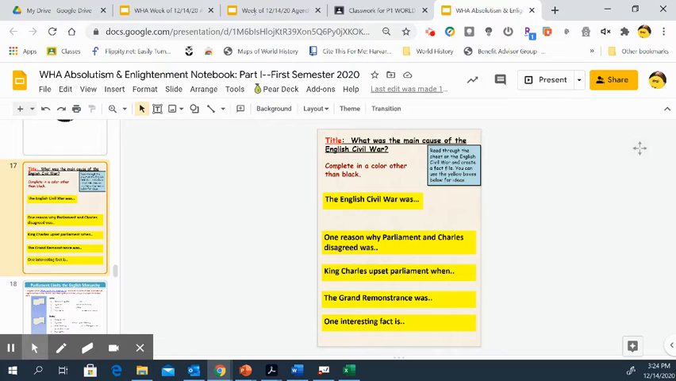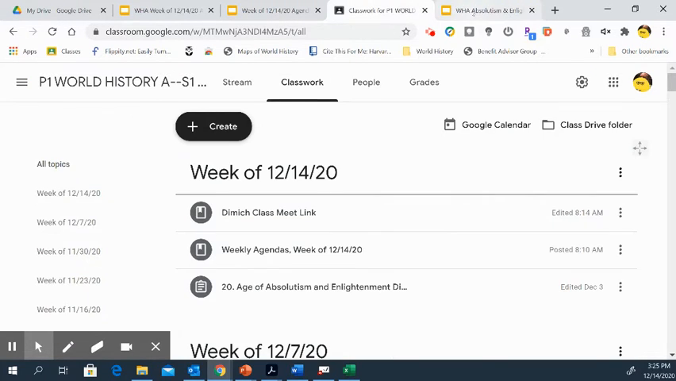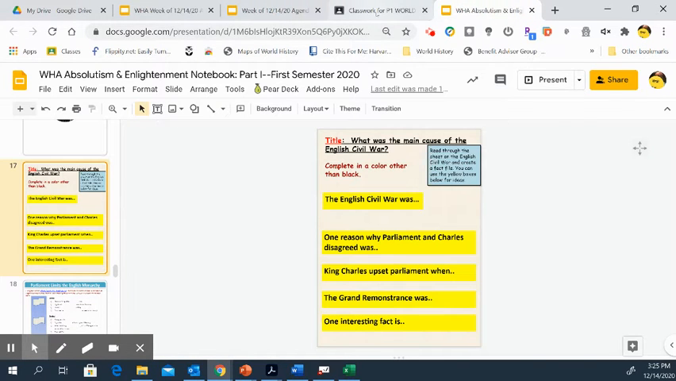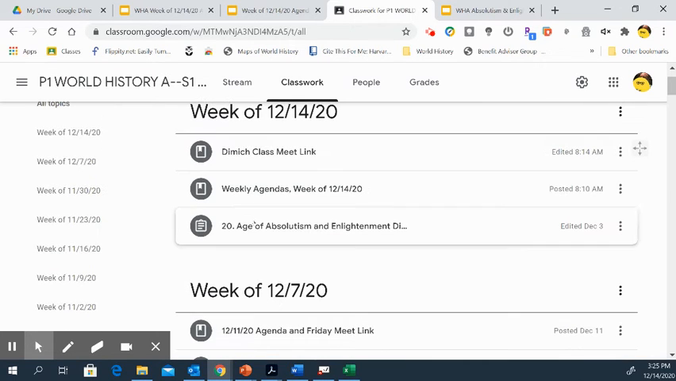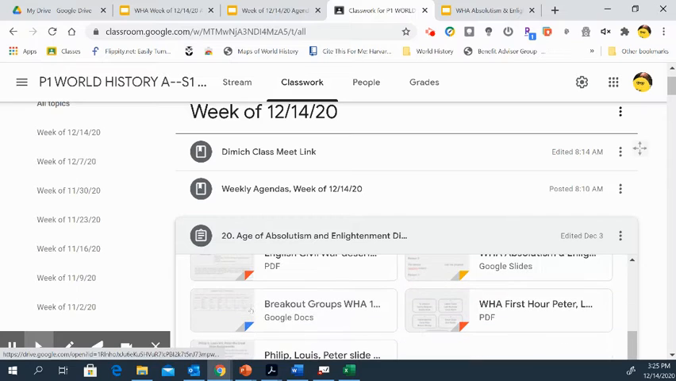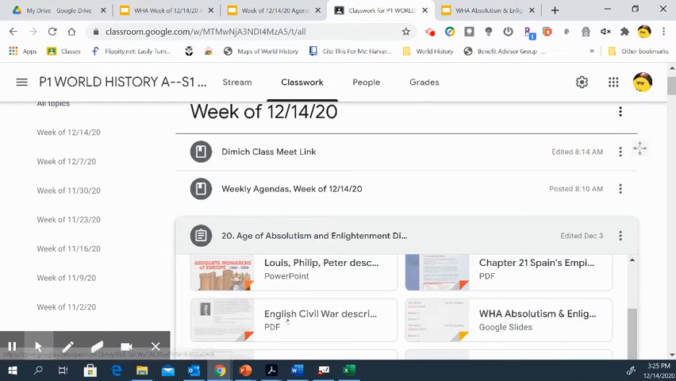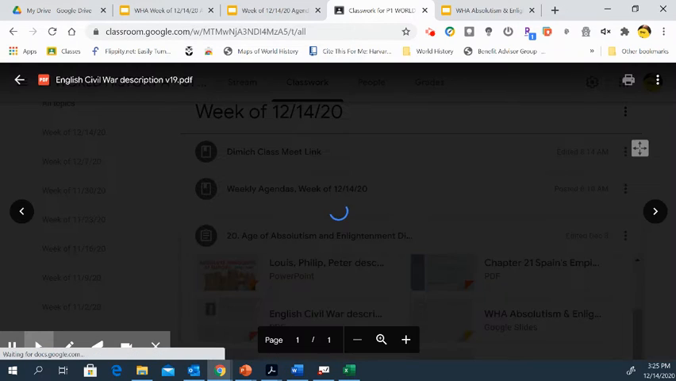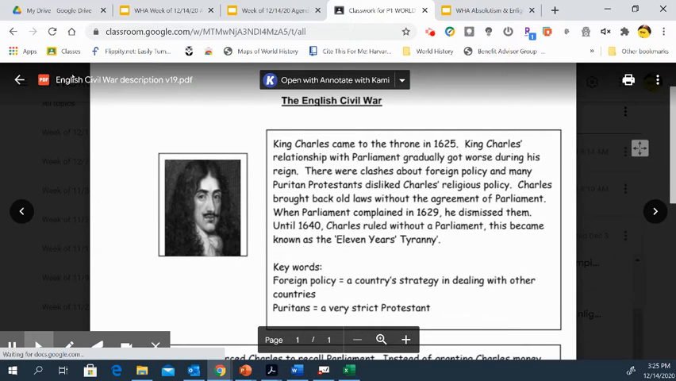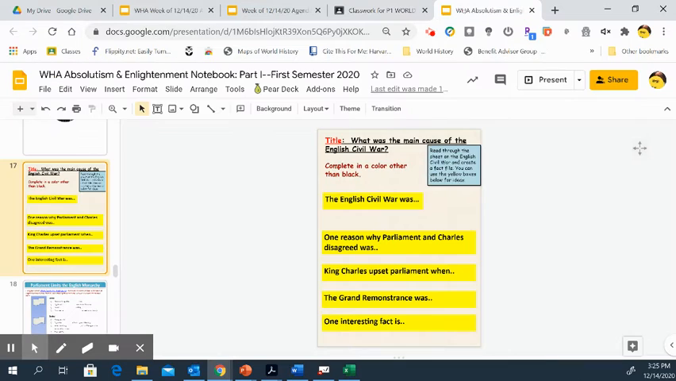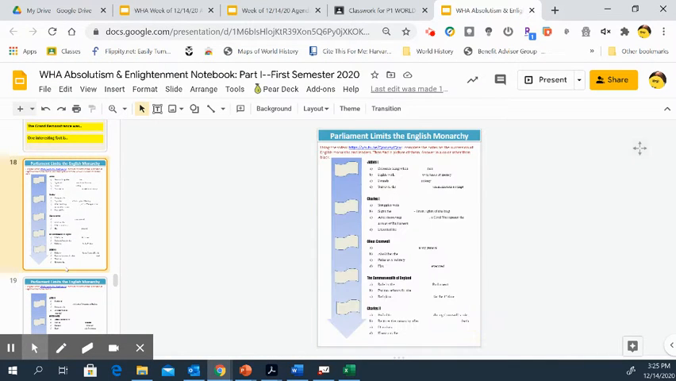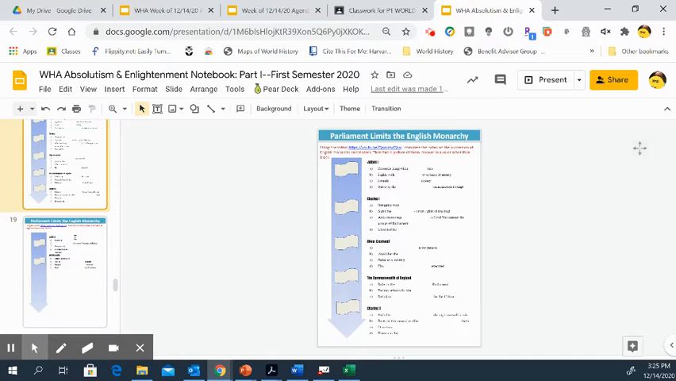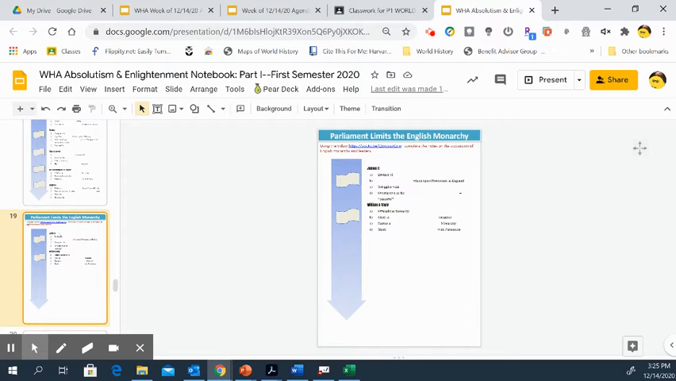So as you look at that, it's a one-pager. This refers to a one-pager that is right in assignment 20, right here, okay? This one-pager will help you with that. This one-pager right here will help you with this particular assignment. What's due on Wednesday in class is these notes on the various monarchs.